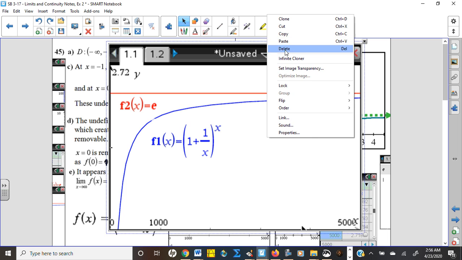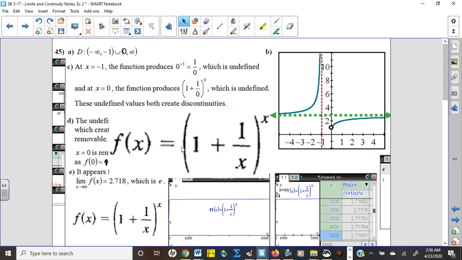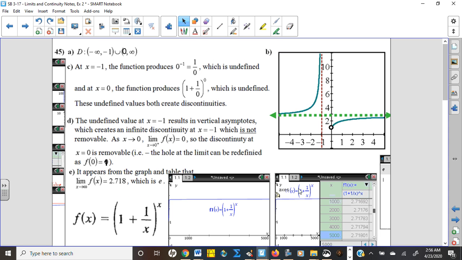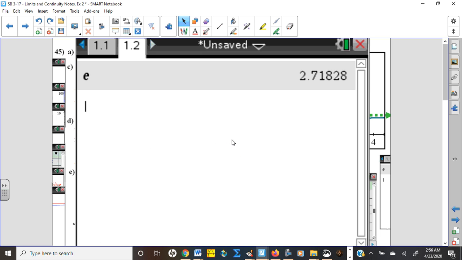And so this is the function that derives e: the limit of this function as we approach plus or minus infinity. You've actually seen this on a bonus previously. Here, if you plug e into your calculator, it tells you 2.71828. Okay.